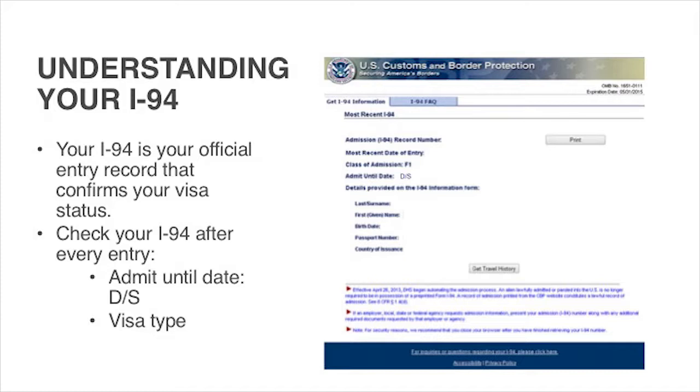On this example, you will see admit until date D/S. D/S means that students may stay in the U.S. to study for the duration of status. Every time you enter the U.S., we want you to double-check your I-94 to make sure everything is correct. The I-94 can be accessed online.